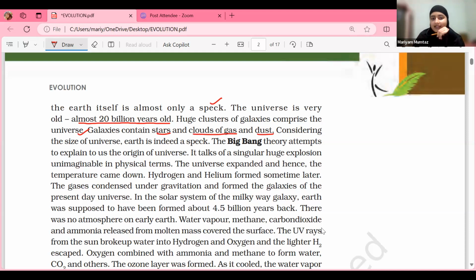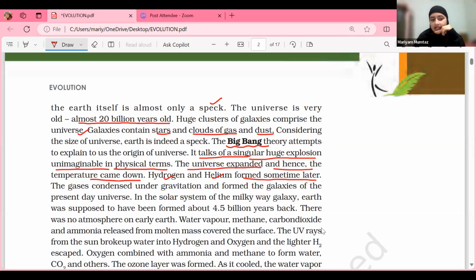Now, there is a theory, the Big Bang theory, not the series, but exactly the theory. This Big Bang theory attempts to explain the origin of the universe. How did the universe come into existence? It talks of a single huge explosion, unimaginable in physical terms. The universe expanded, and hence the temperature came down. Hydrogen and helium formed sometime later. So, after the huge explosion, the two gases that were primarily formed were hydrogen and helium.